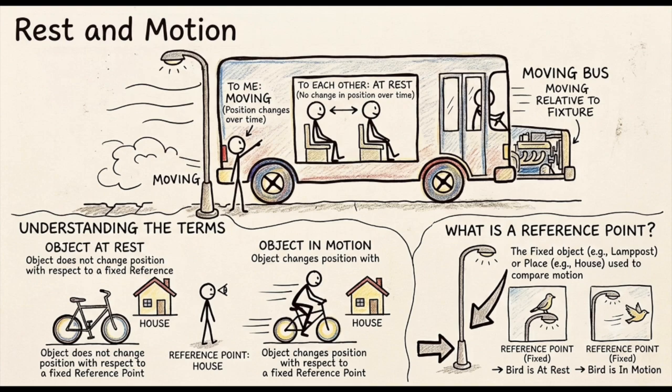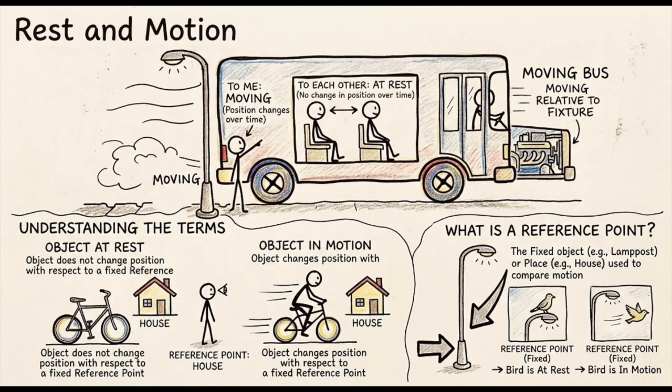Now let's understand these two terms. An object is said to be at rest if it does not change its position with respect to the reference point over a period of time. For example, a parked bicycle outside your house is at rest. An object is said to be in motion if it changes its position with respect to the reference point over time. Once someone starts riding the bicycle, it is in motion.